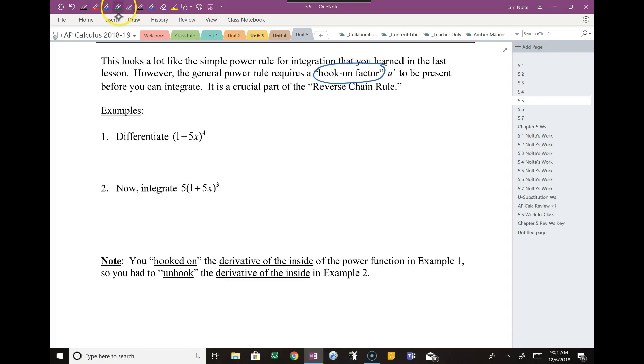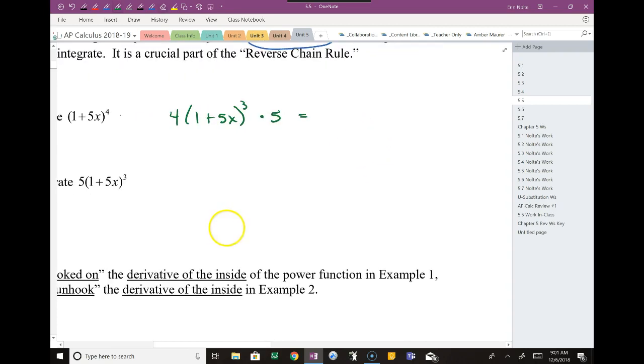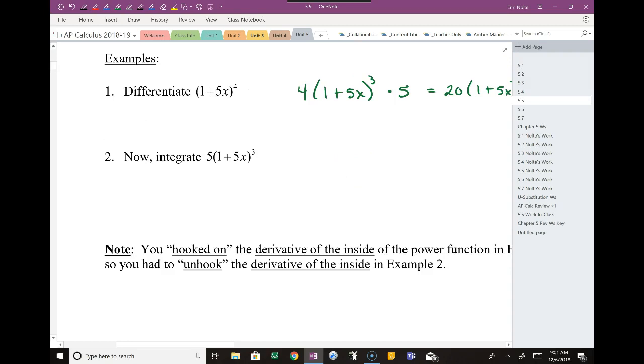We can do this really quickly. This is differentiating it. If I derive my 1 plus 5x to the 4th, what would that equal? It'd be 4 times 1 plus 5x to the 3rd, and then I'd have to multiply by 5. We could simplify this if you want. Question number 2: the only difference between 1 and 2 is that there happens to be a constant in the front.